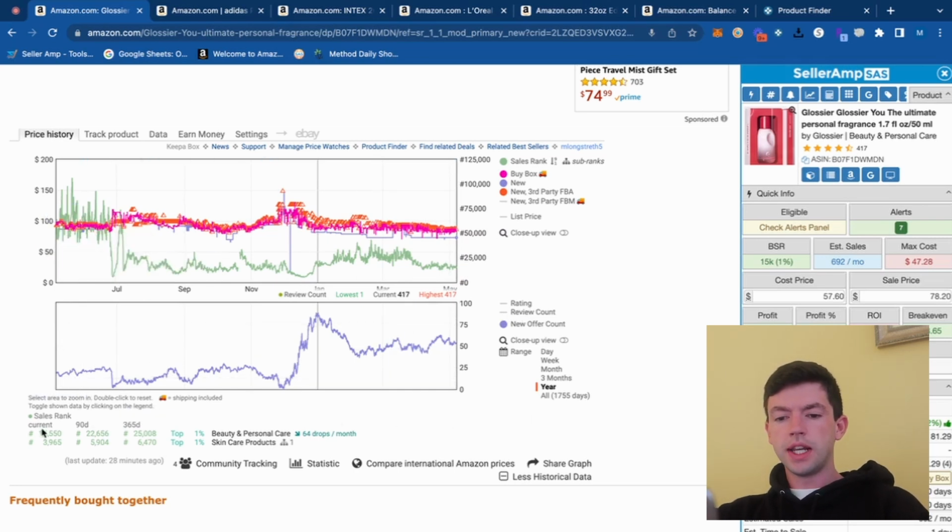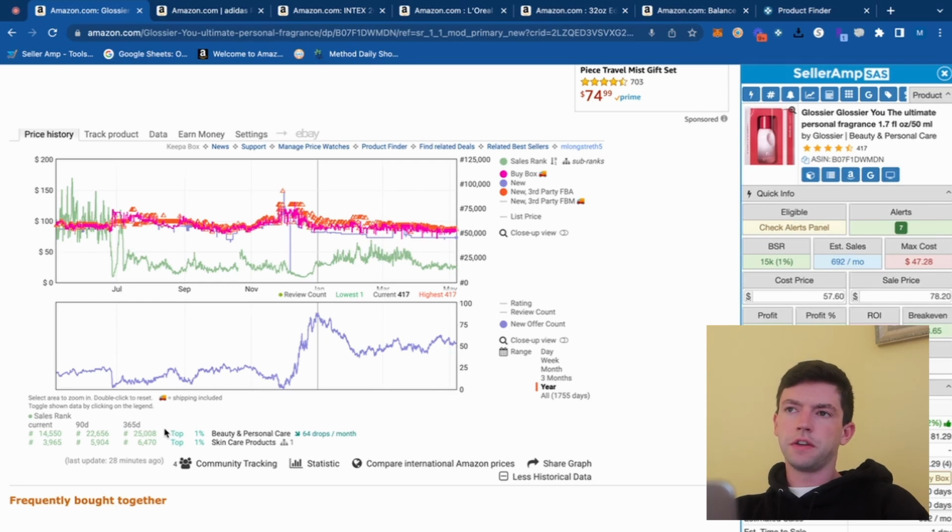And then some more nice data down here that I actually think I should probably look at more. We can see the current sales rank, as well as the 90-day average, and then the 365-day average. So we can see this is a pretty stable product, because the 90-day average is about a 22.6K sales rank, and the 365-day average is about a 25,000 sales rank, which is basically the same thing.